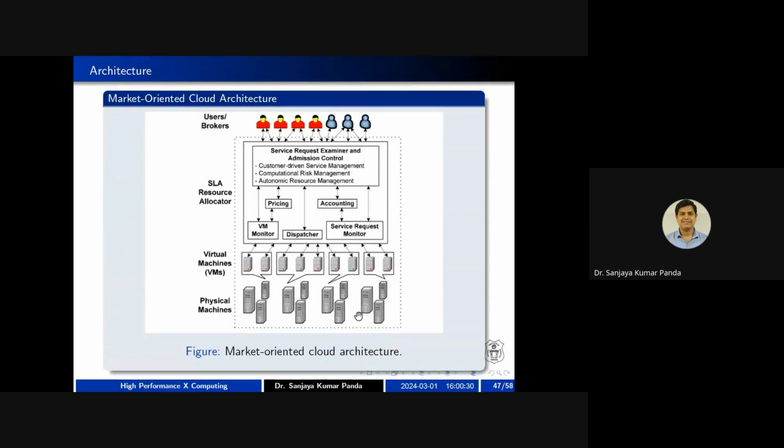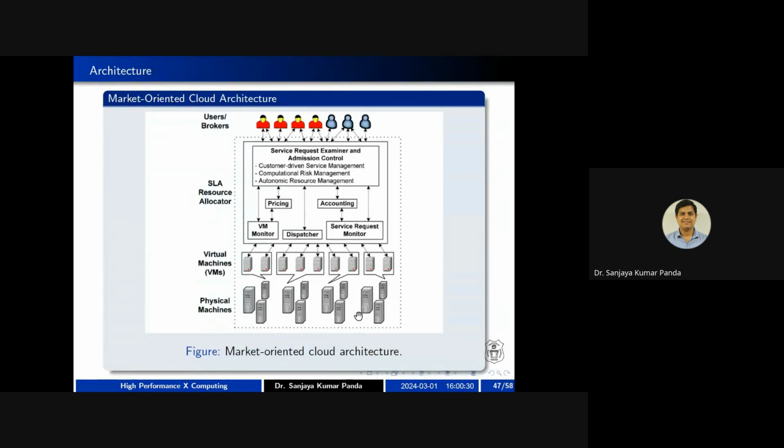Like, you want to book a flight ticket, but you don't know how to do it. What do I do? I go to an agent. I specify the requirement to the agent. You are aware of the system. So what is an agent? An intermediator between the user and the provider. Right? So the user can directly interact with the cloud system, or a broker can also interact with the cloud system on behalf of the user. Right? So there is a service request examiner and admission control unit.